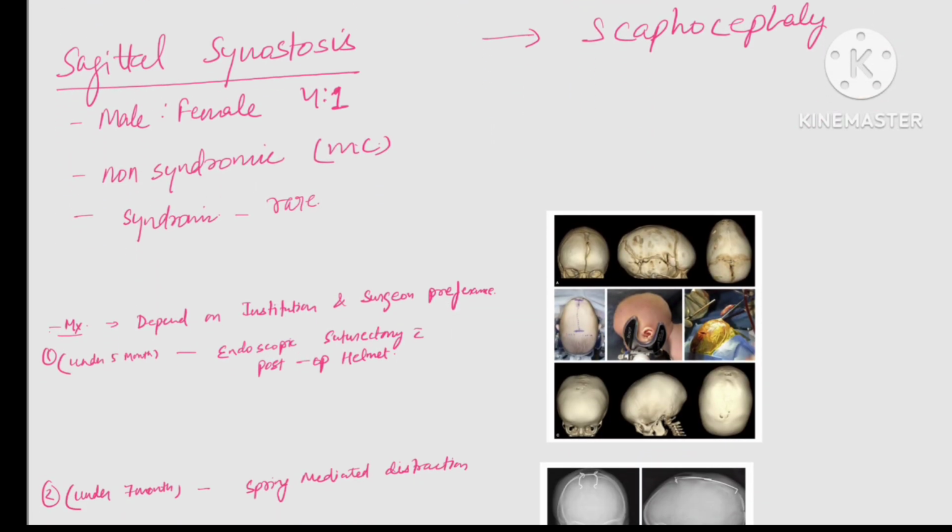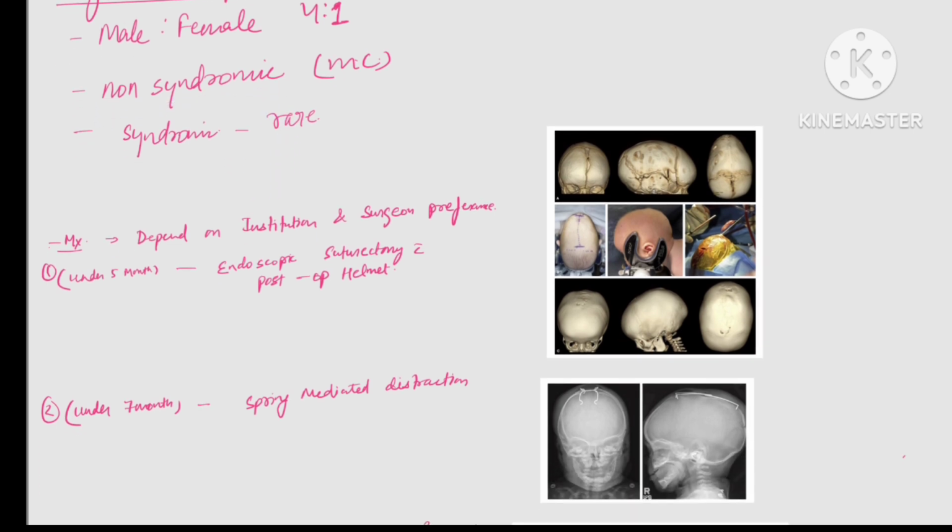Now coming to sagittal synostosis. Sagittal synostosis leads to scaphocephaly. It is more common in males with a ratio of 4:1, and it is most commonly non-syndromic. Management depends on institution and surgeon preference in all cases of craniosynostosis.